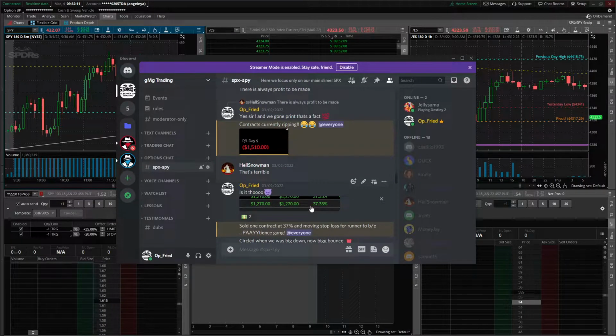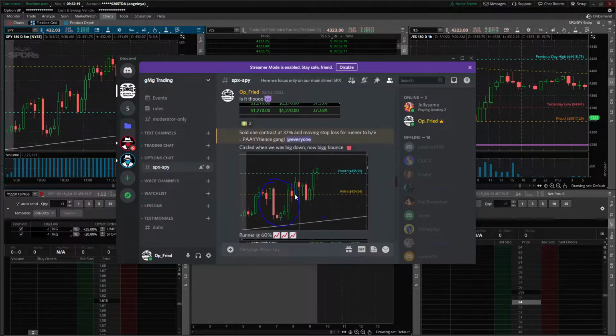Is it though, right? We kept holding. This reversal happened, and then we went from down 1,500 to up 12. Kind of just kept holding throughout the day. I sent him this. This is where we were down.